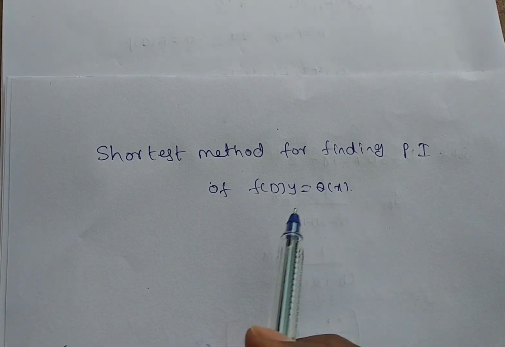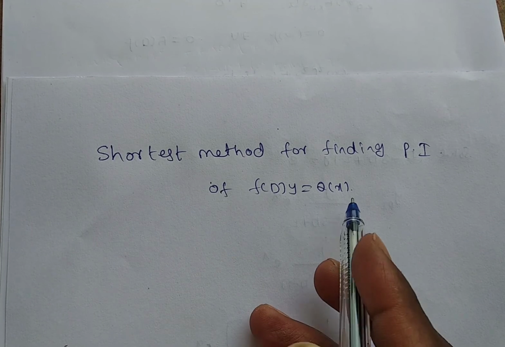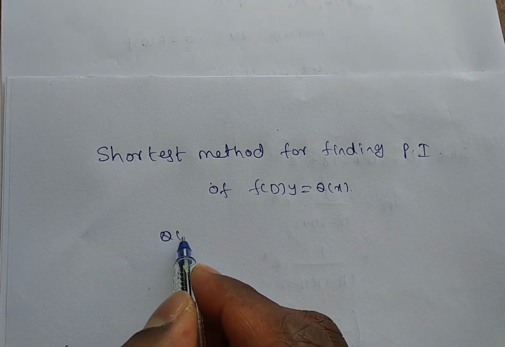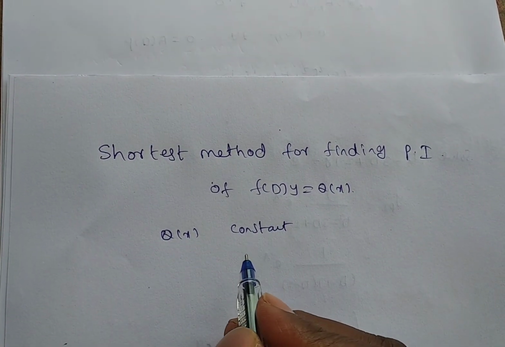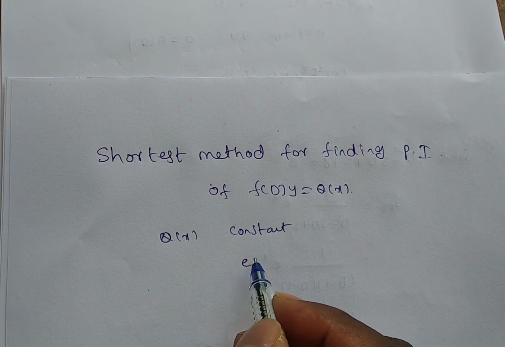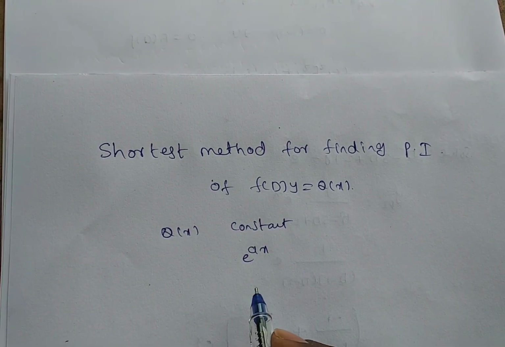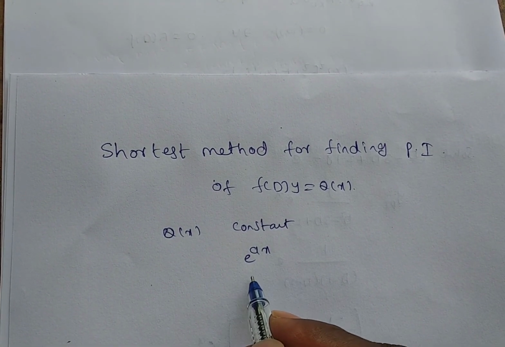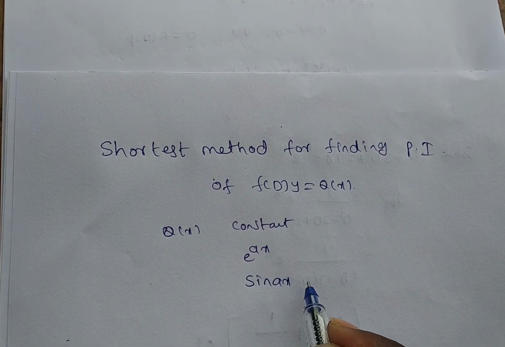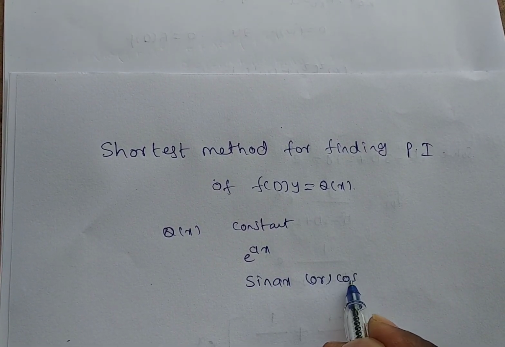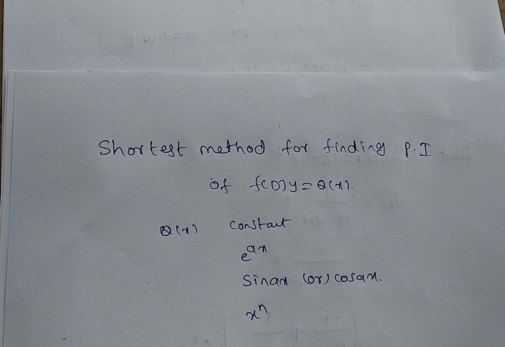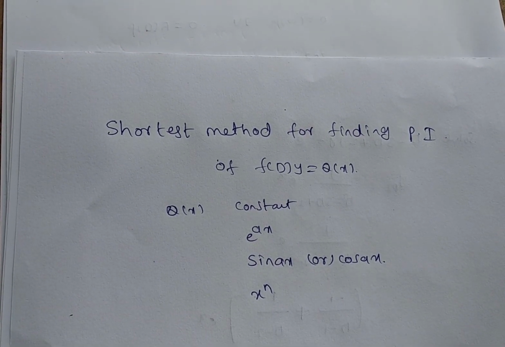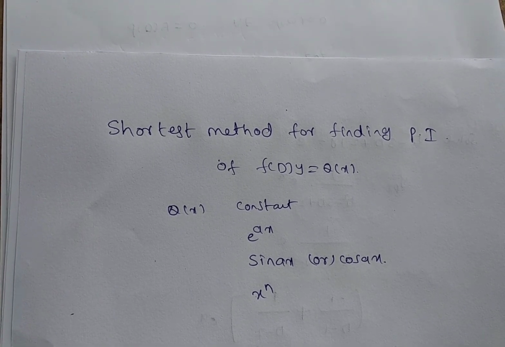Shortest method for finding a particular integral of f of D into y is equal to Q of x. Here Q of x may be a constant. Next, Q of x may be an exponential function, in the form of e power ax. Maybe Q of x is in terms of sin ax or cos ax. Maybe Q of x is a polynomial in terms of x. Polynomial means x to the power of n. You may get 1 plus x square also, x square, x cube, a combination also you may get. So a polynomial in terms of x, like p of x.